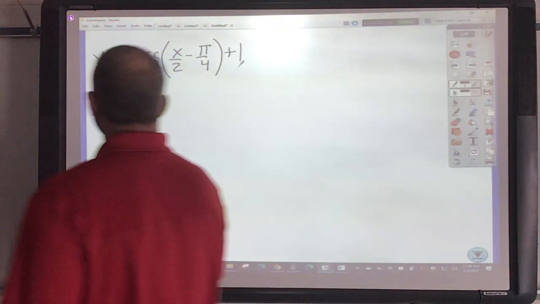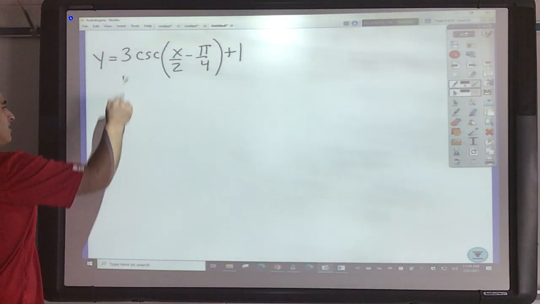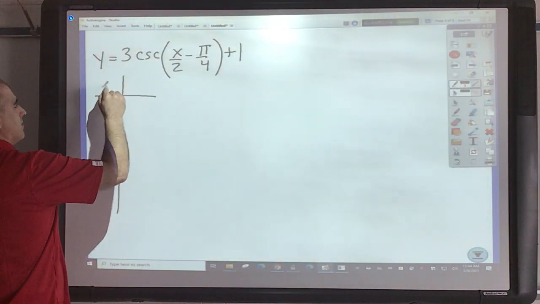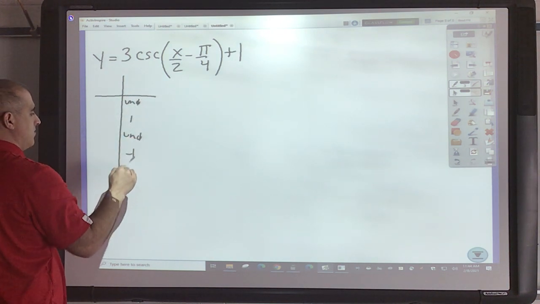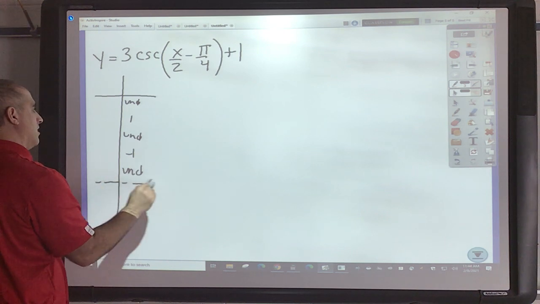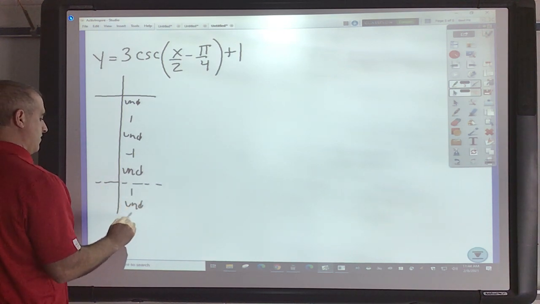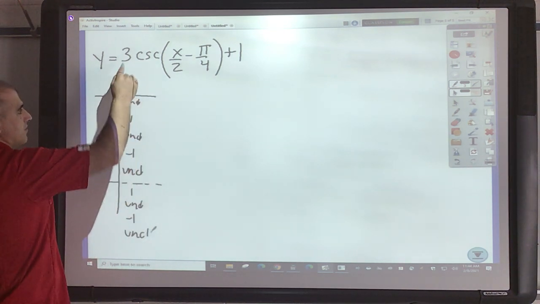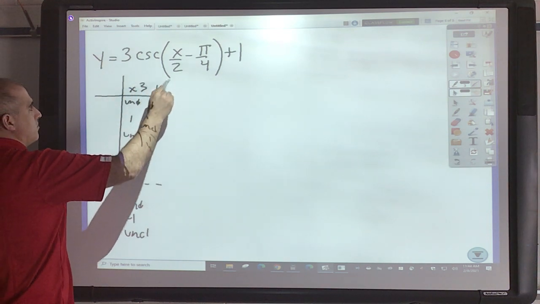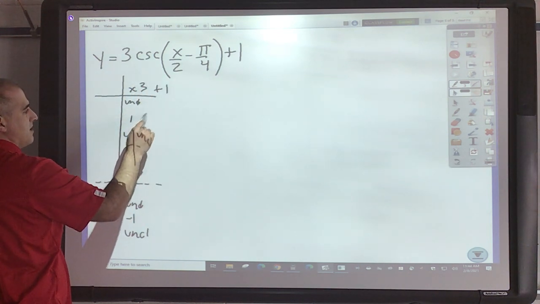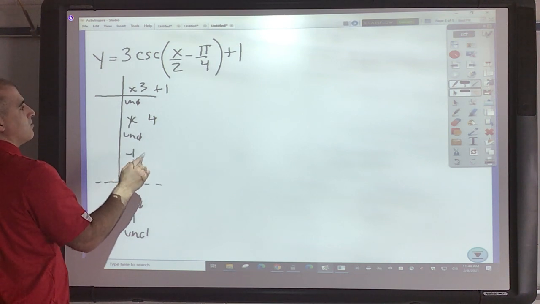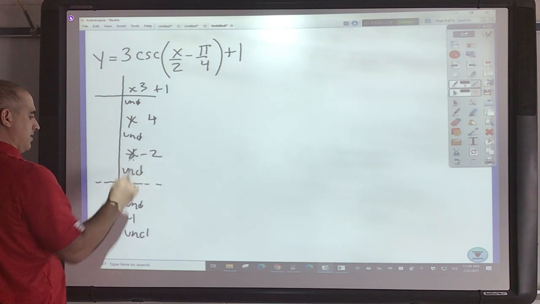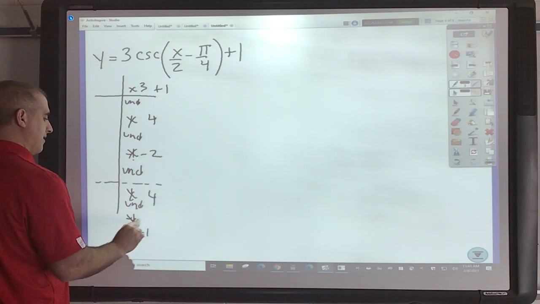So my values are undefined, 1, undefined, -1, undefined, 1, undefined, -1, undefined. If you want to figure out the values first, you're going to times 3, then plus 1. So times 3 would be 3, plus 1 would be 4. Times 3 would be -3, plus 1 would be -2. So it's just going to be 4 and -2.